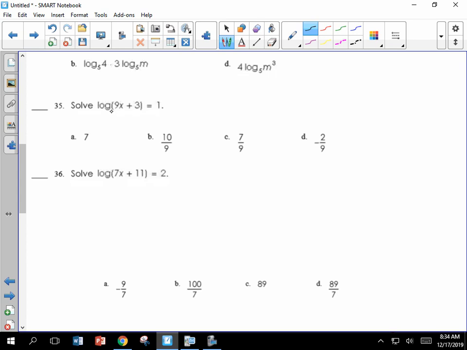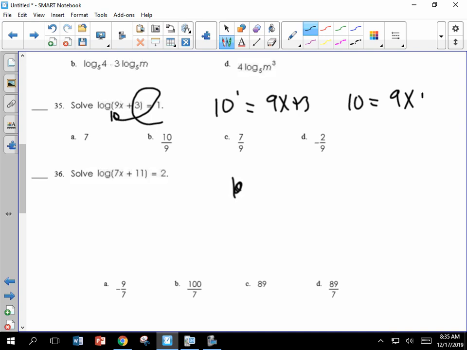The base of a log, if it's not there, is 10. So then you do the big E. 10 to the first power equals 9x plus 3. So then you have 10 to the first power is just 10. 9x plus 3. Subtract 3. Subtract 3. You get 7 equals 9x. Divide both sides by 9. And if you look, 7 over 9 is your final answer.